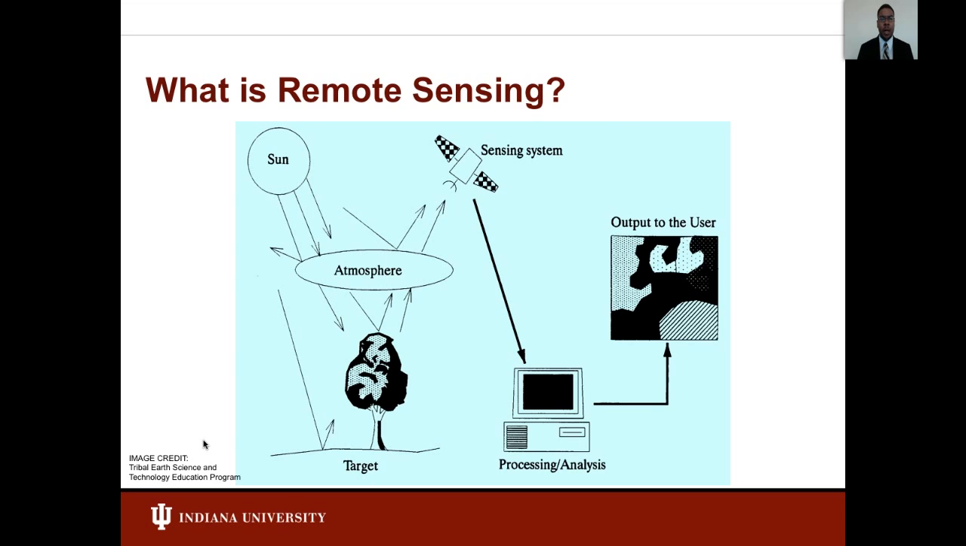electromagnetic radiation. The energy recorded by the sensor is transmitted to a receiving and processing station where the data are processed into an image. The processed image is interpreted in order to better understand it and reveal new information for solving a particular problem.